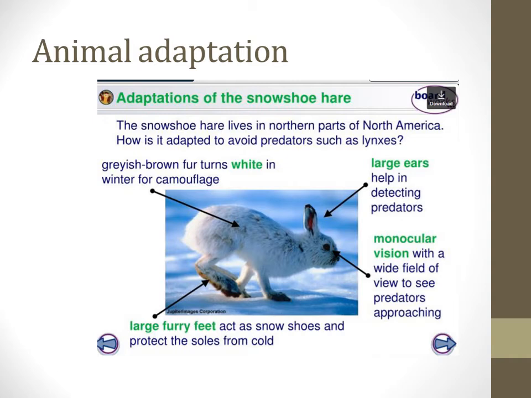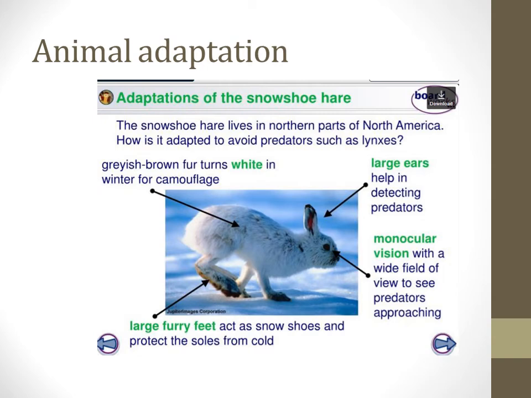Look at the large furry feet. That's the snowshoe. Because the snow is very cold and it needs some kind of protection, so it protects the sole from getting very cold and numb. Large ears help in detecting predators. They're very sensitive to noise, and even the slightest movement, these ears can pick up noise vibration, and it helps it run faster. It signals him of the danger.